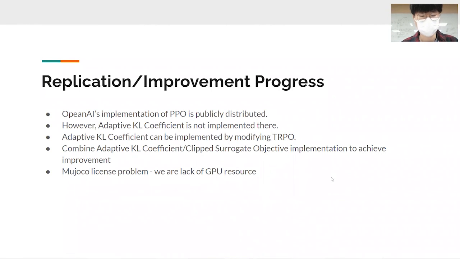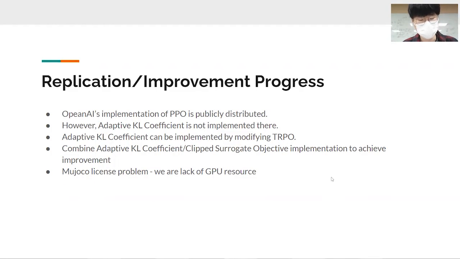OpenAI's implementation of PPO is publicly distributed, and we are trying to modify it to improve it. However, only the clipped surrogate objective is implemented there. We can implement the adaptive KL coefficient by modifying the TRPO implementation given there, and finally produce an improved approach by combining the adaptive KL coefficient with the clipped surrogate objective. We are now working on understanding the code so that we can modify and combine them.